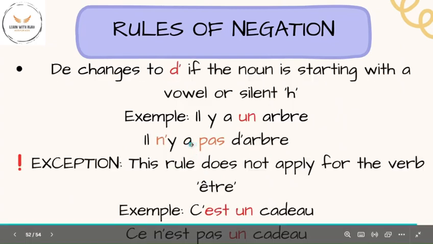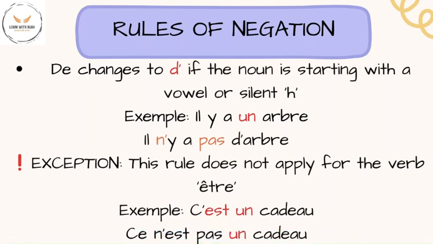The second rule is de changes to d' if the noun is starting with a vowel or silent H. For example, il y a un arbre. The noun here is arbre, that is, there is a tree, and un is the indefinite article that we have used. So upon negation, the sentence becomes il n'y a pas, that is, there is no, and un changes to d' since the noun starts with the vowel a.